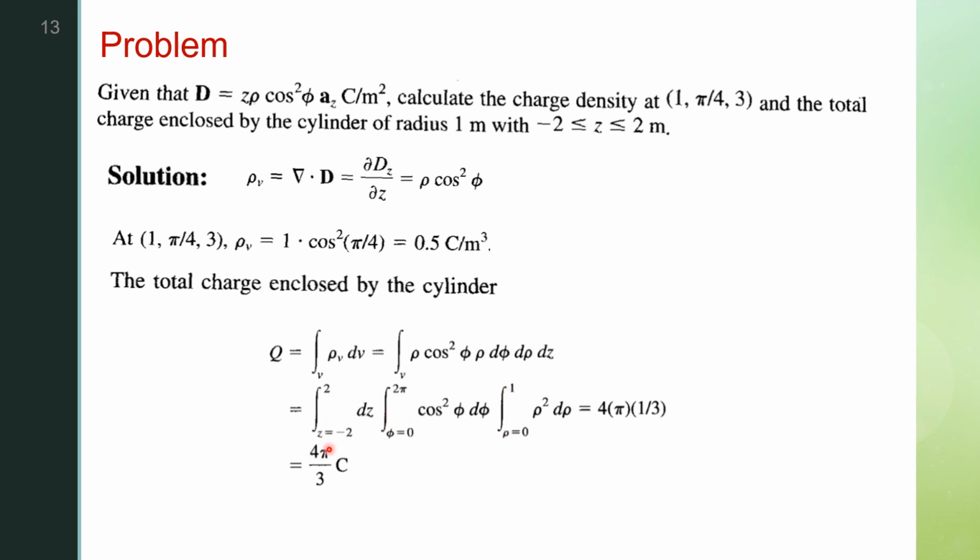So we have integral z from -2 to 2 dz. Integral over phi varying from 0 to 2 pi cos square phi d phi. Integral over rho varying from 0 to 1 rho square d rho. Just simplify it. You will get it like 4 pi into 1 by 3. So that means the total charge enclosed by the cylinder is equal to 4 pi by 3 coulombs.